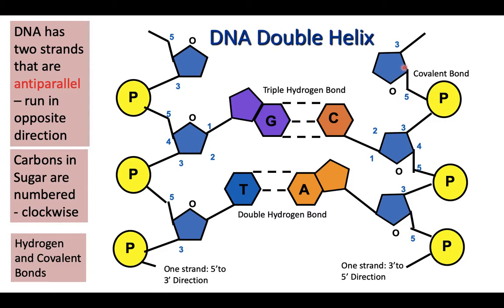But if we look on this other side, the sugars are upside down now. The numbering stays the same, right? We start numbering our carbons after the oxygen, but now this is carbon 1, carbon 2, and this is carbon 3. So the direction now is running from 3', and if you move down here, you see it's running in the 5' direction. That's what it means to be anti-parallel. One strand runs in a 3' to 5' direction, the other strand runs in a 5' to 3' direction, and this is because of how the carbons are numbered in the sugar.